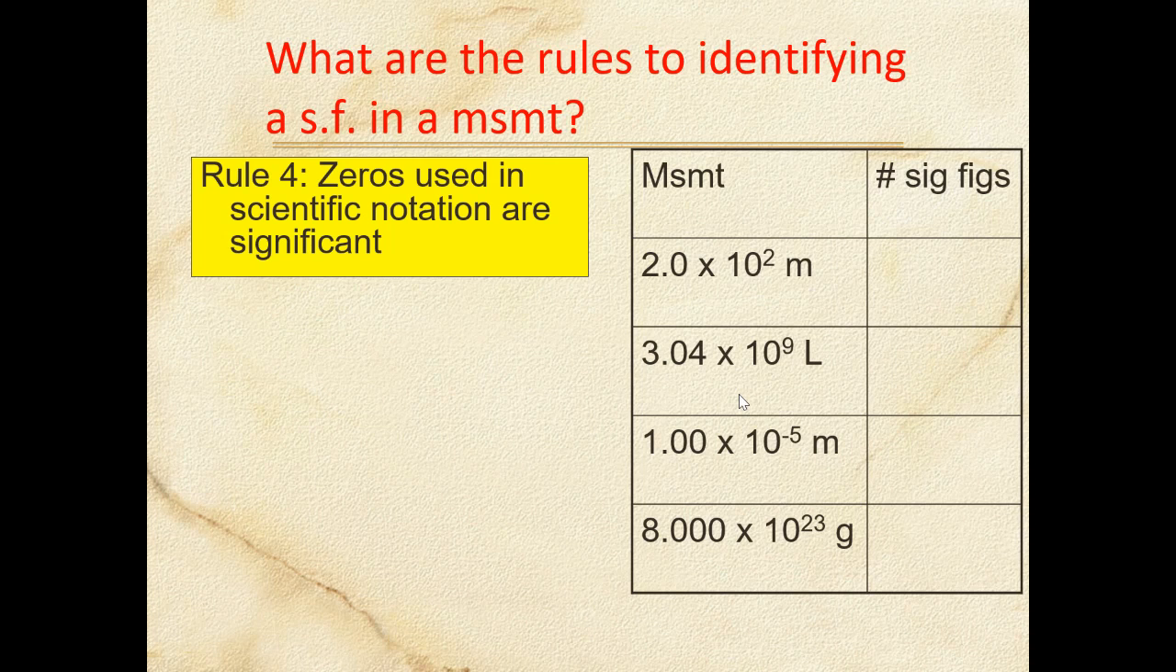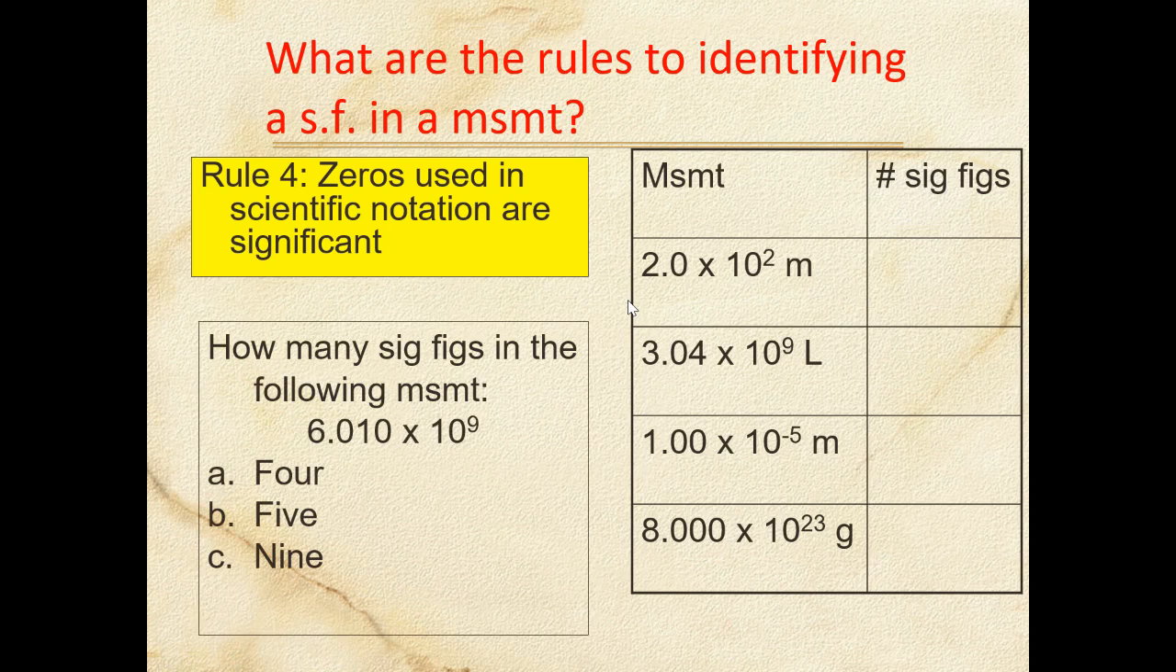Rules to identifying number 4. Zeros used in scientific notation are significant. So these are numbers that are to the left of the multiplication. These are our coefficients. So in the first coefficient, 2.0, there are 2 significant figures. We do not count any of this stuff over here as significant figures, simply because those are going to end up being placeholder zeros if we were to expand that from scientific notation into traditional notation.